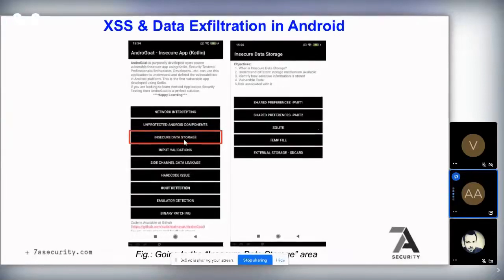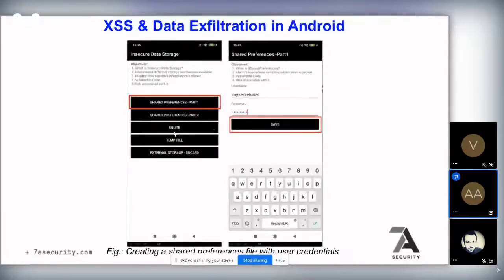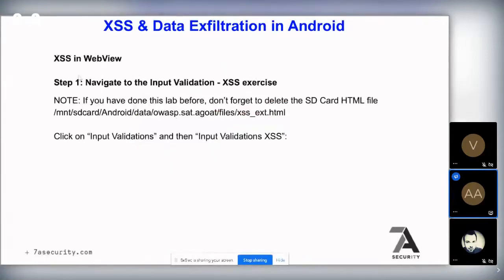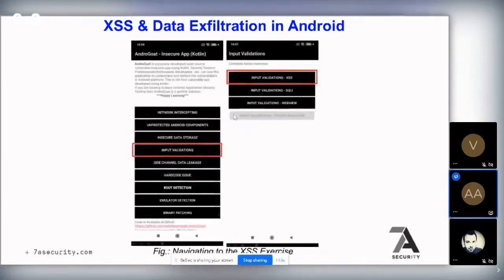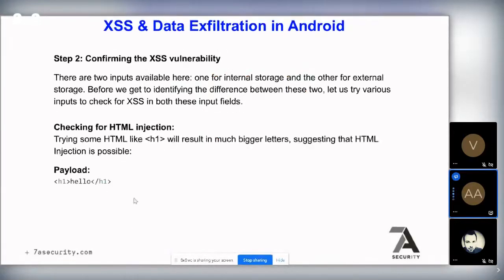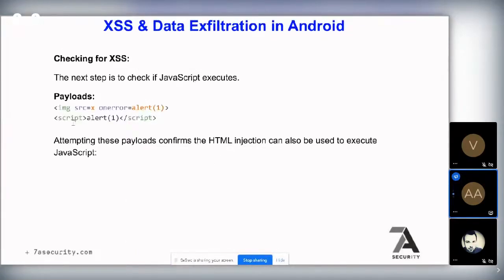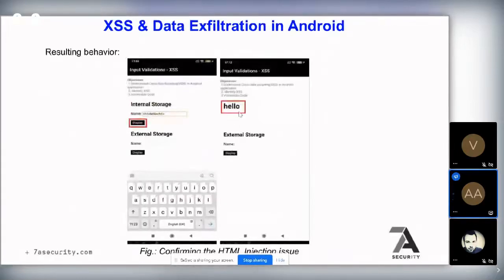In this case, we have to go to insecure data storage and then go to shared preferences and add some files, right? So you create an XML file, my secret user and the password, and hit save. Then we have to do the same with the SQLite file, SQLite, my user, my password. And then we navigate to the exercise, so input validations and input validation XSS. Here we can try to check for HTML injection. We can check with an image source onerror or script alert(1) to confirm. So with the HTML injection, we saw a bigger hello because we used H1 text.